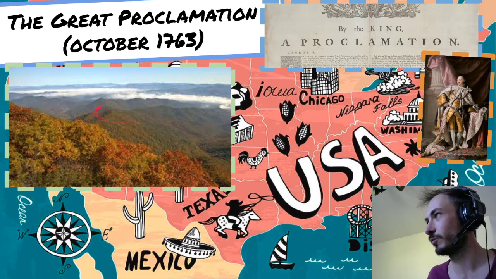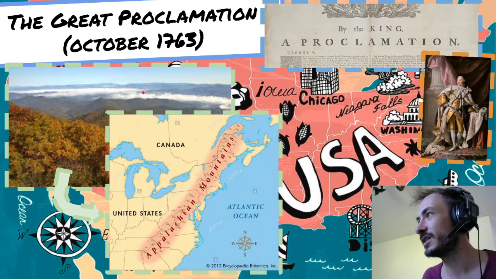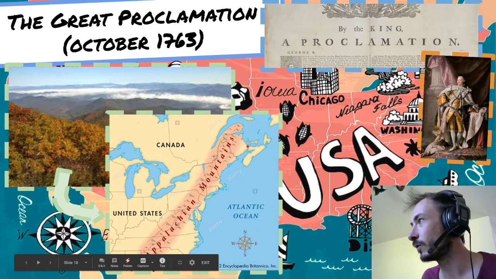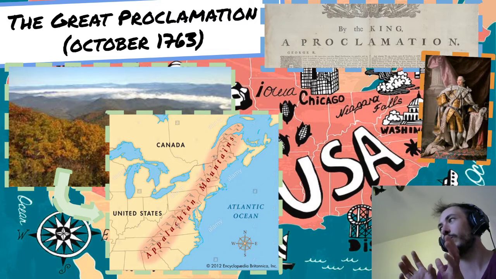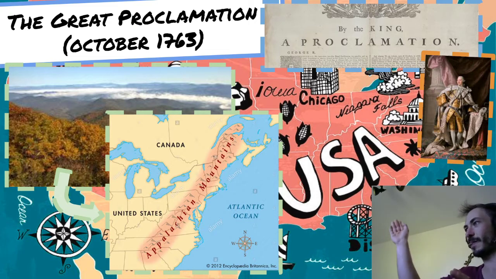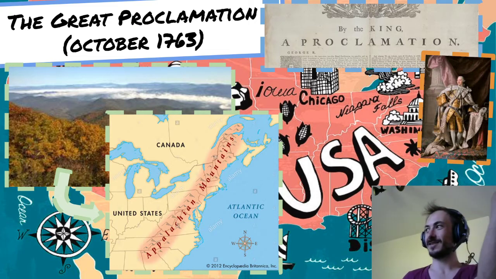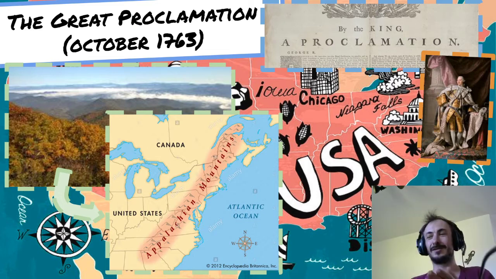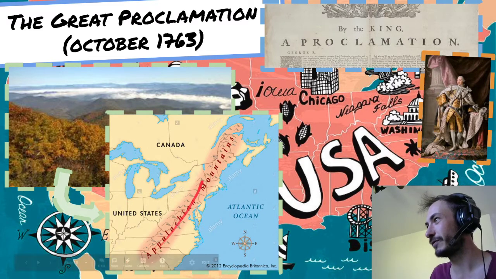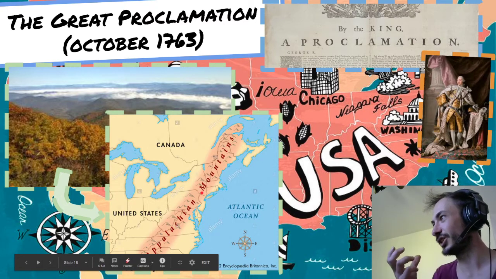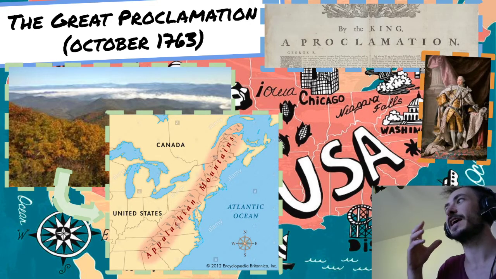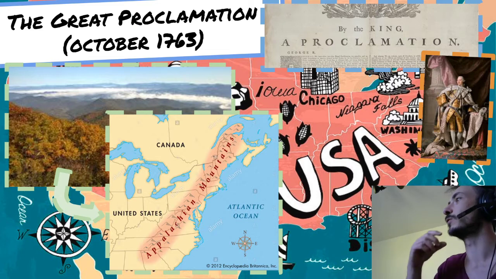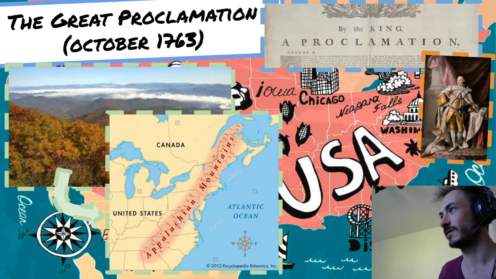So this is the Appalachian Mountains. Okay, the Appalachian Mountains. It's a very long mountain range, and it goes from the north of North America almost all the way to Georgia, almost all the way to Florida. Okay, so it goes like this, from north to south. It's a very long mountain, and the British are not authorized to go west of the mountain. Okay, it is illegal. Do you understand? So that is the Great Proclamation of 1763.